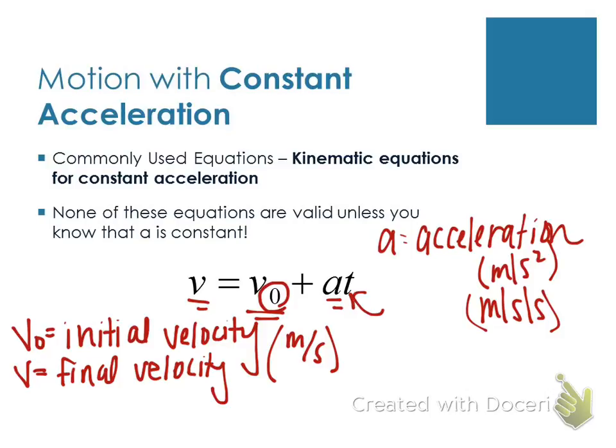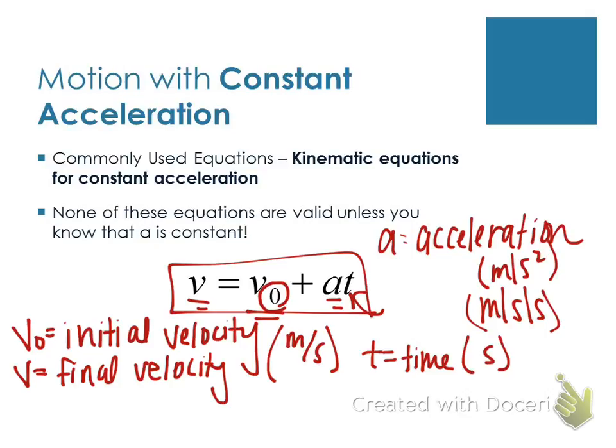And what do we know about little t? T is time, and that's given in what unit? Seconds. Something specific about these kinematics equations is that our units have to be consistent across the board. If my velocity units were both in kilometers per hour, I would want my acceleration units to be in what? Kilometers per hour squared. And what would I want my time unit to be in? Hours. So you have to make sure that you've got consistent units across the whole board.